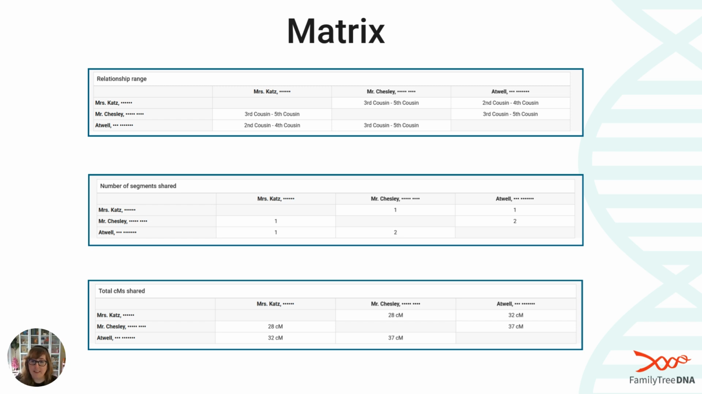The number of shared segments is going to help you determine if the segments your match group overlaps with you on, they also overlap with each other on. If you and your comparison group all share one overlapping segment with each other, then it's the same segment. That segment was passed down from the same ancestor to you and to each of them. That's what you're trying to determine here. That's triangulation.